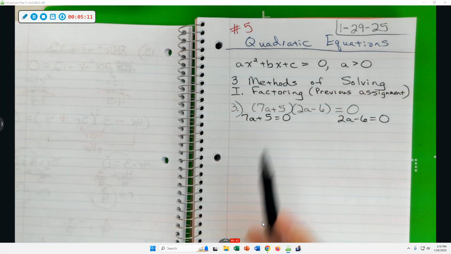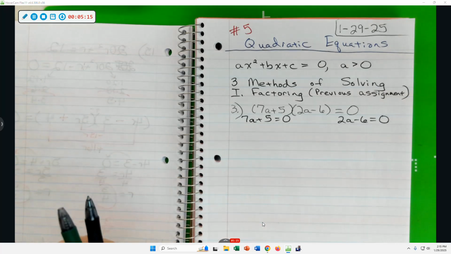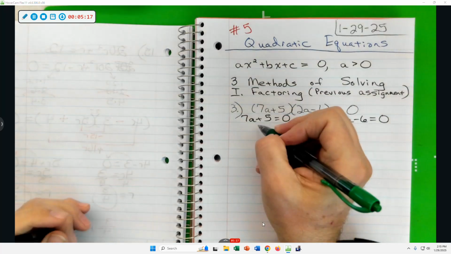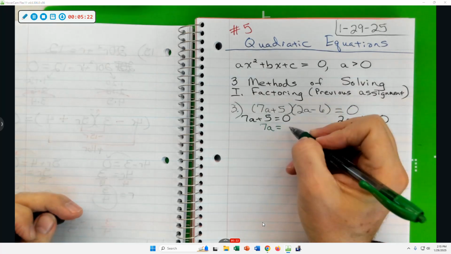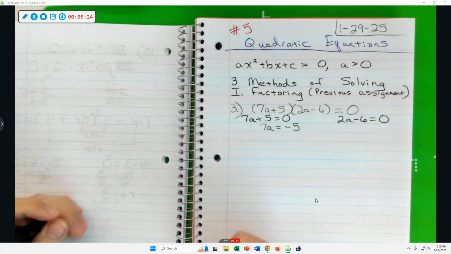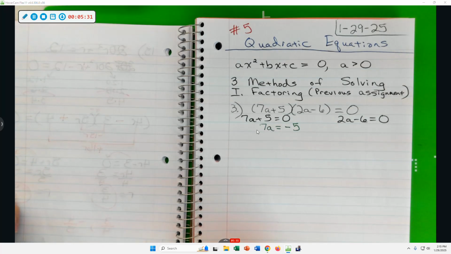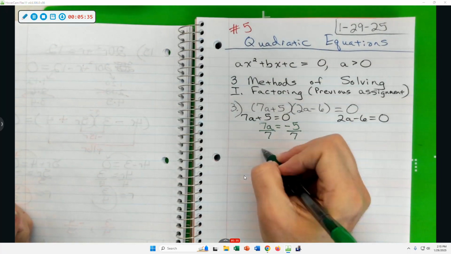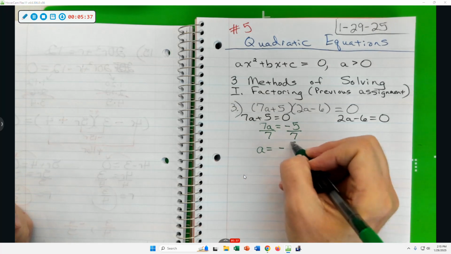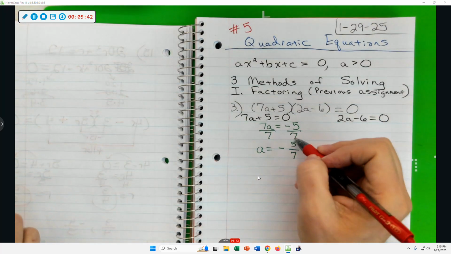Solving this first equation, what will I do? Move the 5 over, that's going to give me 7a. That plus 5 is going to become what? Okay, a negative 5. And then 7 times a, what do we do to get rid of that 7 in front of the a? Divide by 7, to give us a equals negative 5/7. There's my first answer that I'm going to have to type in.